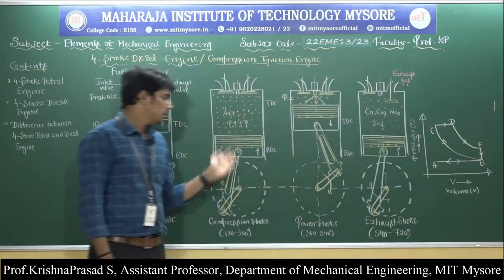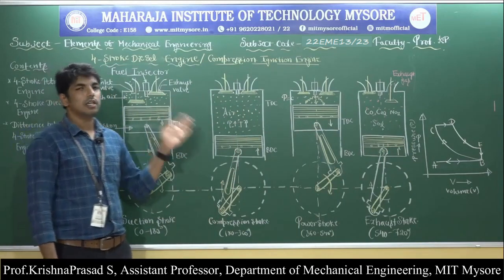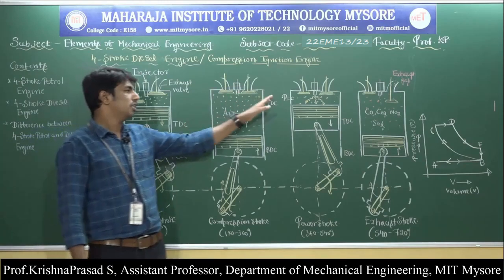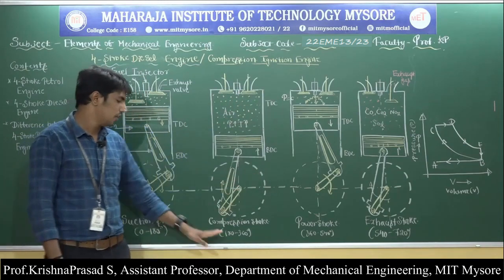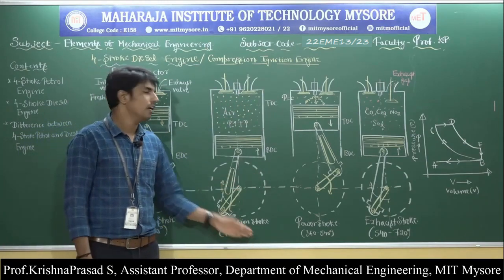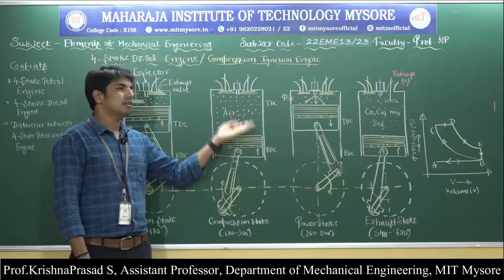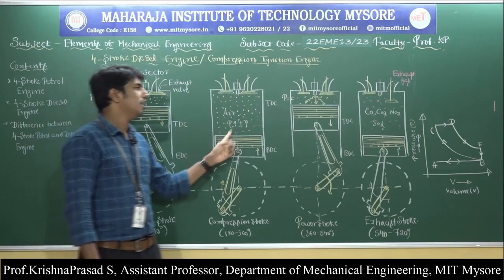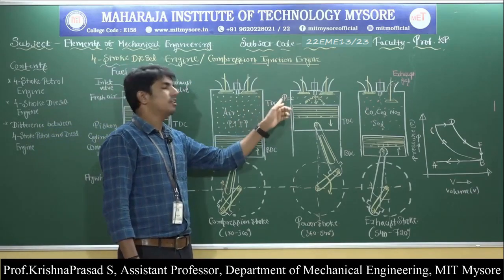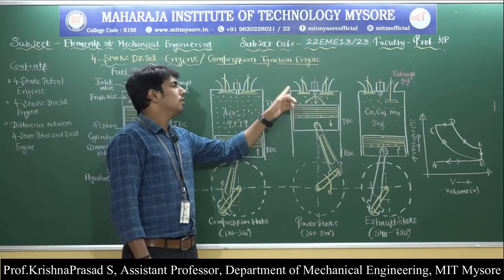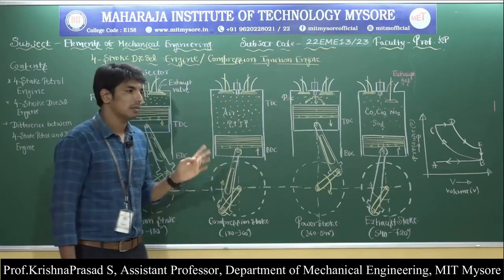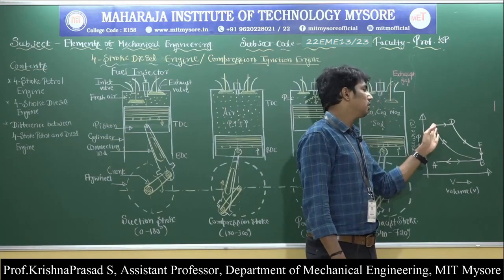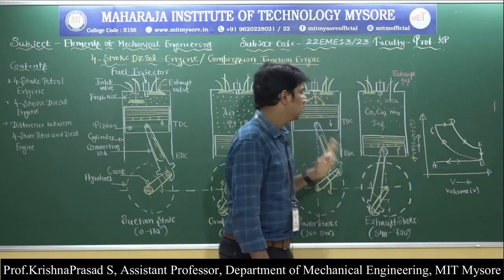Then the compression stroke. In the compression stroke, both the inlet and exhaust valves are closed, and the piston moves from BDC to TDC, hence the crankshaft rotates 180 to 360 degrees. Due to the upward movement of the piston, the pressure and temperature of the air increase, and at the end of the compression stroke the pressure remains constant for a small displacement. The compression stroke is represented by line BC, and combustion at constant pressure is represented by line CD.